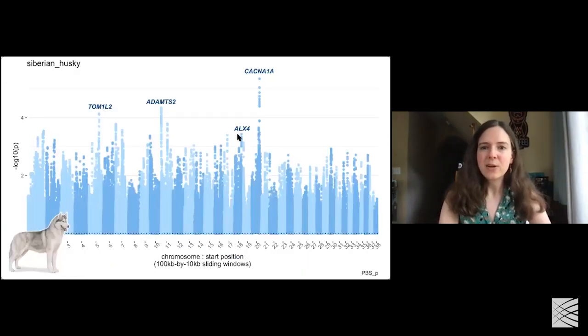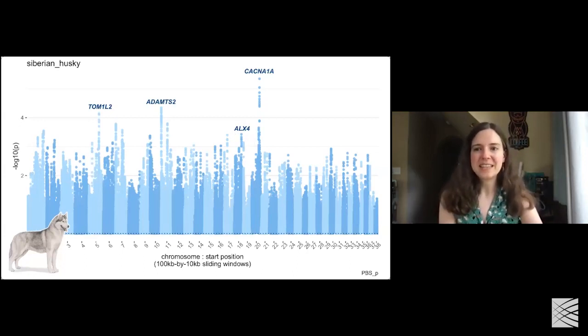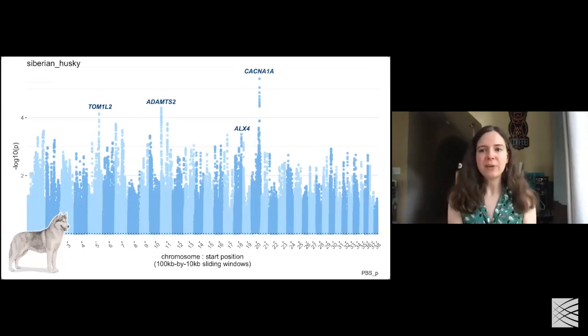But that locus, ALX4 for blue eye color, is far from the only one differentiated in Siberian Huskies. Like the sled dog study, we find CACNA1A. This locus is highly differentiated in Huskies. But across these loci, we can't reasonably assess the content of these differentiation signals or the traits under selection without more information, which leads us to ask, how can we determine which traits are under selection in breeds?